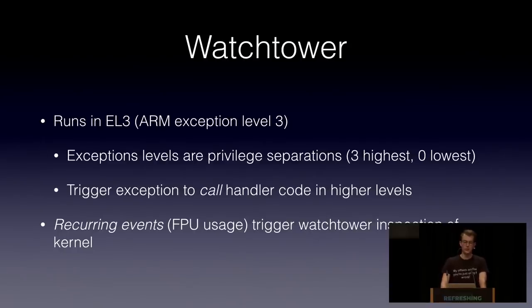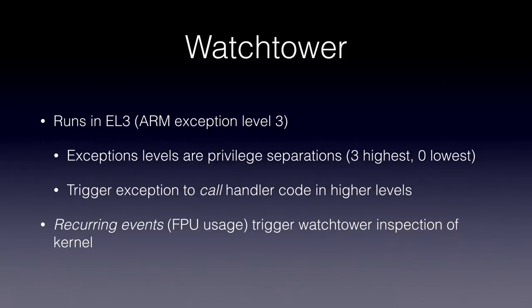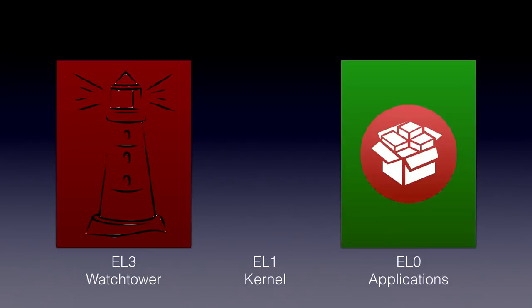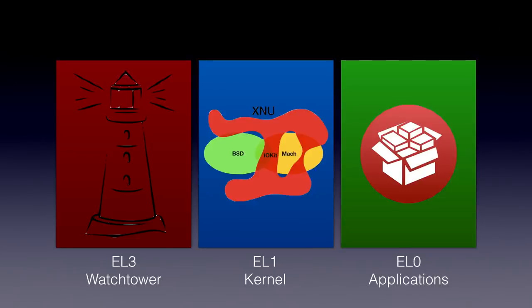Watchtower is a piece of software which runs in EL3, which is ARM exception level 3. Exception levels are kind of privilege separations, where 3 is the highest and 0 is the lowest. And you can trigger an exception to call handler code in higher levels. So the idea of Watchtower is that recurring events, namely FPU usage, trigger a Watchtower inspection of the kernel. And you cannot really turn it off because you do need the FPU. So if you picture how it looks, we have the Watchtower to the left, which totally looks like a lighthouse, and the applications at the right. In the middle, in EL1, we have the kernel, and recent studies revealed that this is exactly how the XNU kernel looks.